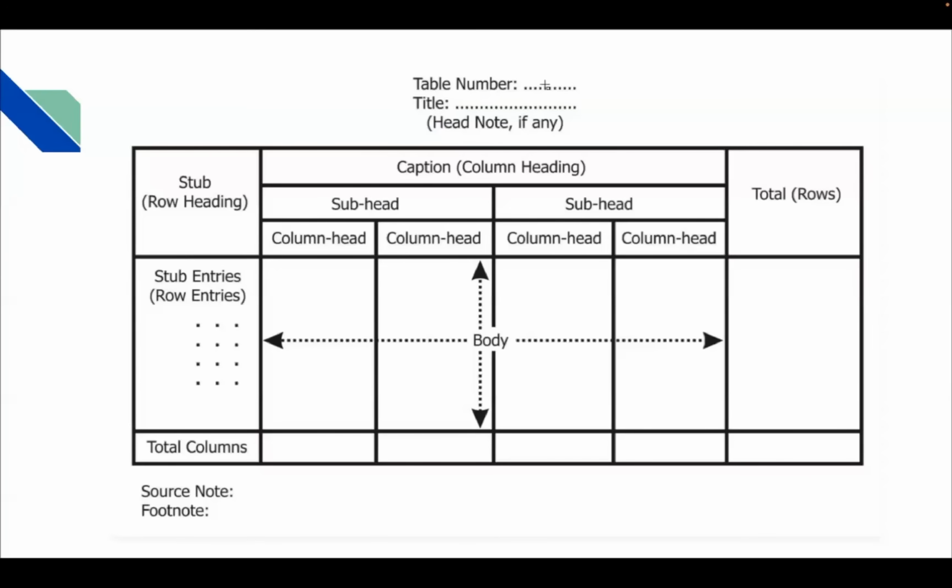So we have a table number, we have a slot for that, we have a title, we have a head note, if any, we have a caption or column heading, whichever you prefer. You have a subheading. Examples of subheading that we used before were male and female. So who can tell me a column head that can come up for a male subheading? Try.